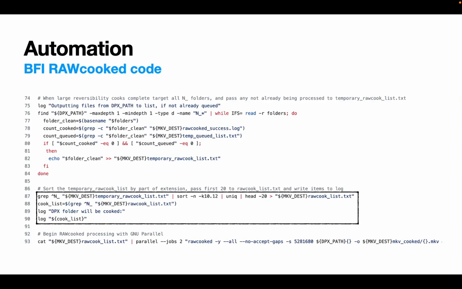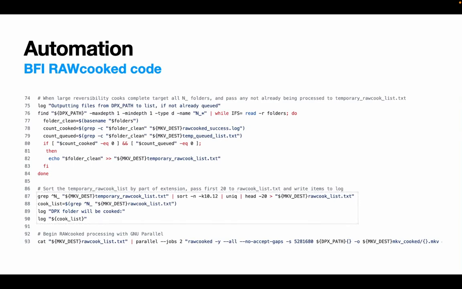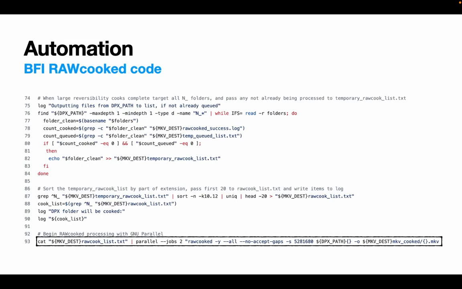On lines 87 to 90, this list is read, sorted, and the first 20 items are passed to a new RAWcooked list.txt. And this list is also output to a RAWcooked encoding script log. Line 93 takes the new RAWcooked list text, reads it, and pipes it to parallel. The cat command opens the list contents, then the pipeline passes the list to parallel all at once, which runs two parallel jobs using the command that follows, beginning with RAWcooked. This ensures two parallel encodings run, both outputting to unique file names with individual log files alongside.